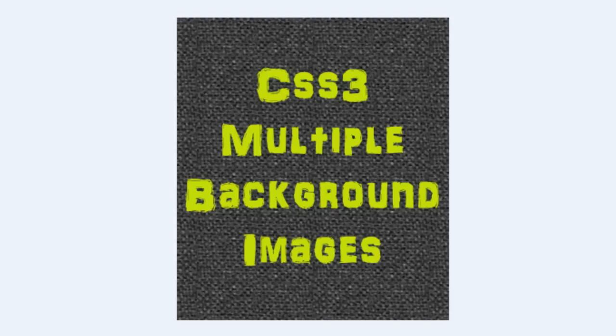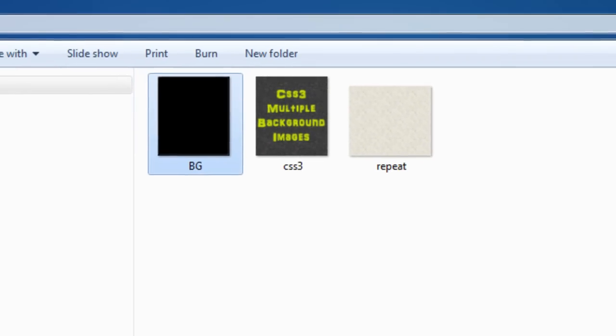Let me just open up all the images. See, this black rectangle has this border all around. I'm going to use that border. And this is the texture. Okay guys, so let's get started.